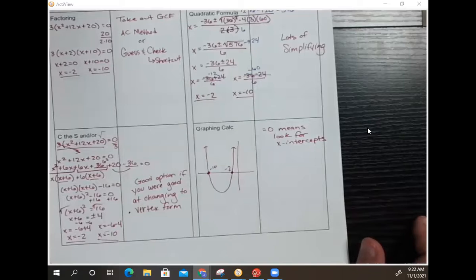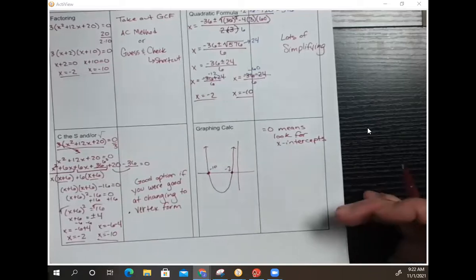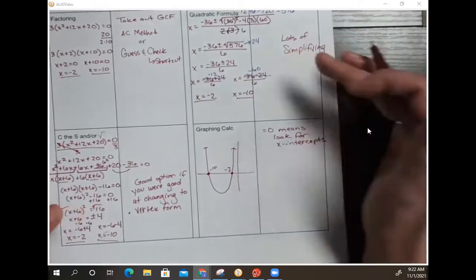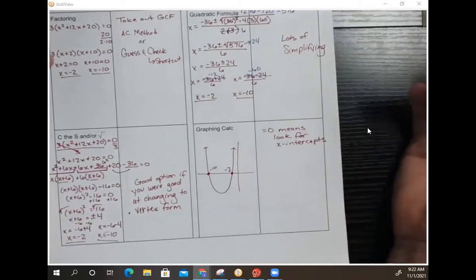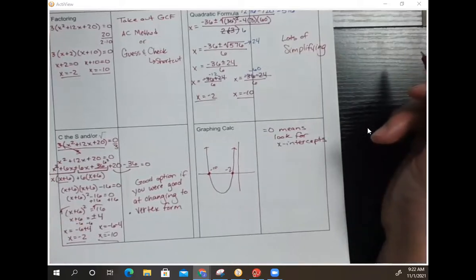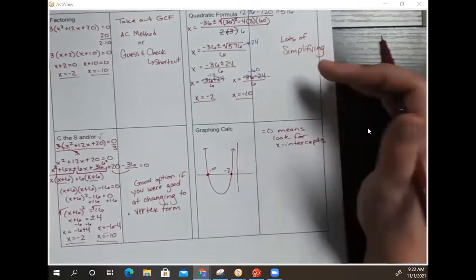Factoring, not too bad, out of our algebraic methods, probably the shortest. And then graphing calculator, also not too bad. Completing the square and quadratic formula, a little bit longer. But again, if factoring is a struggle for you and you're going to have a hard time factoring correctly, then maybe that's not a good option. Maybe try completing the square or vertex formula or quadratic formula.